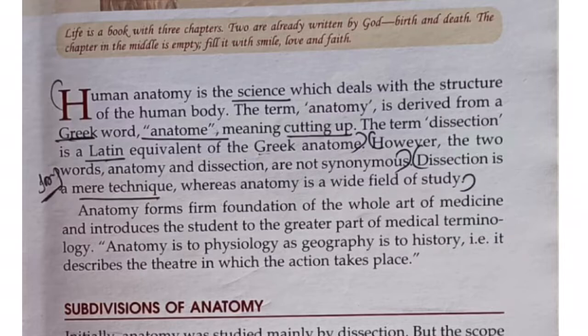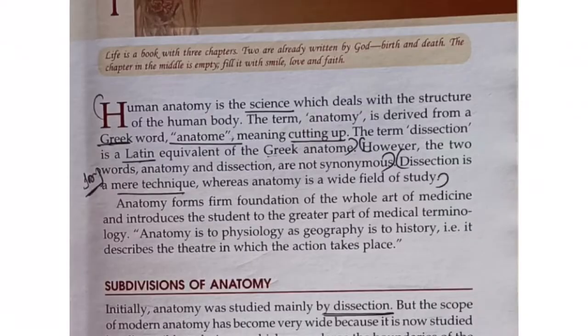This term is derived from a Greek word, anatome, meaning cutting up. The term dissection is a Latin equivalent of the Greek anatome. However, the two words, anatomy and dissection, are not synonymous. What is dissection and what is anatomy? Dissection is a mere technique. Once you come to practical anatomy or clinical anatomy, then you will understand what dissection is, whereas anatomy is a wide field of study.